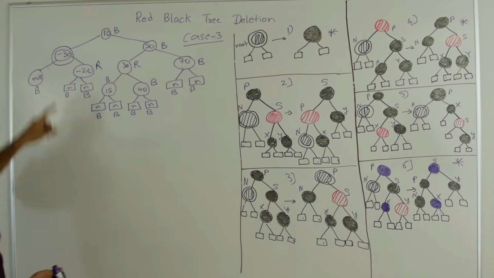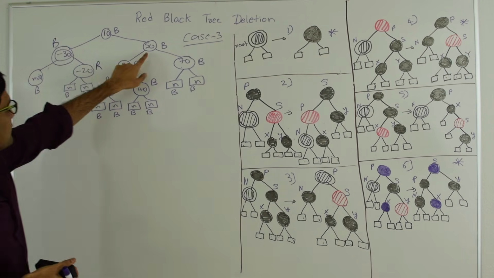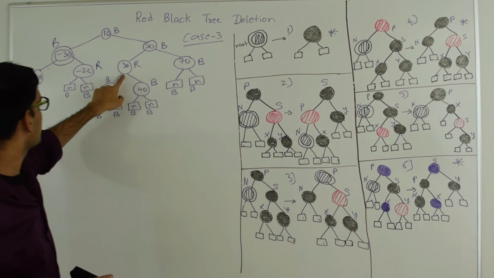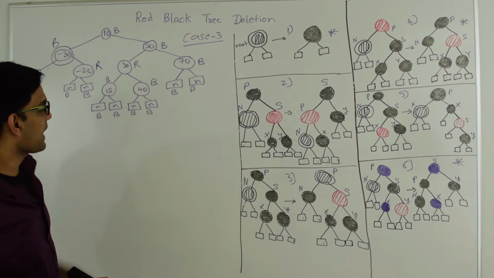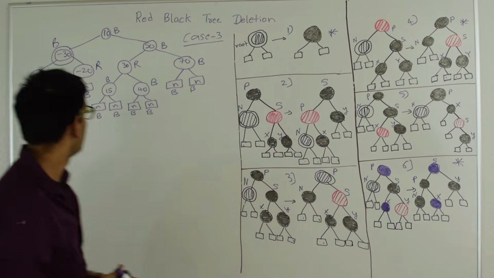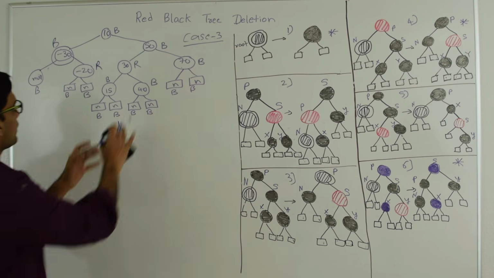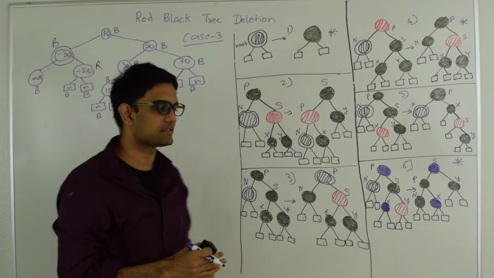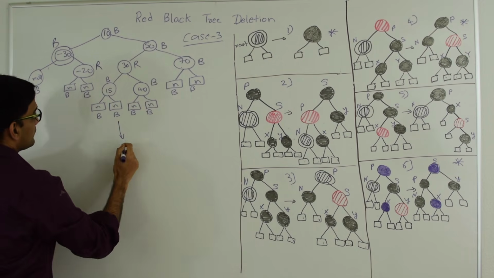Case 5 is applicable. The sibling of -30 is 50, is black in color. Its left child is red, and right child is black, and the parent is black. So case 5 is applicable. So in case 5, what we do is we do a rotation here and try to convert it into case 6. So all we are going to do is do a rotation here.